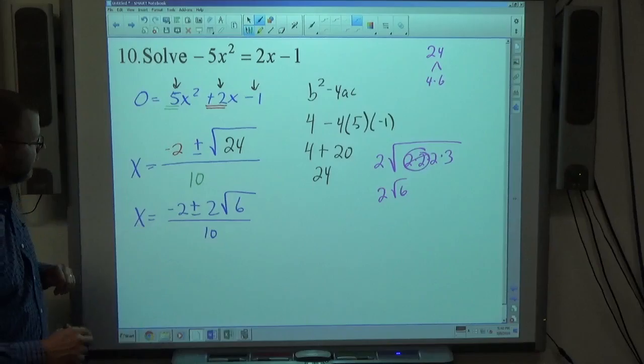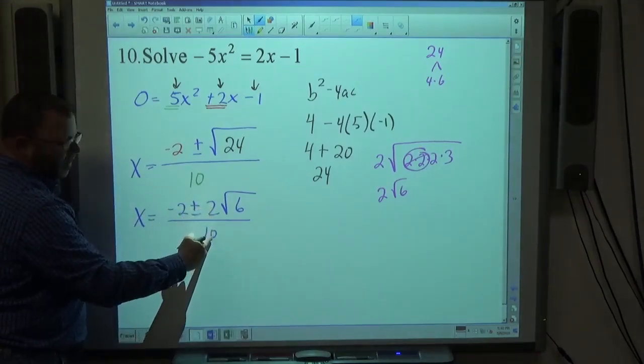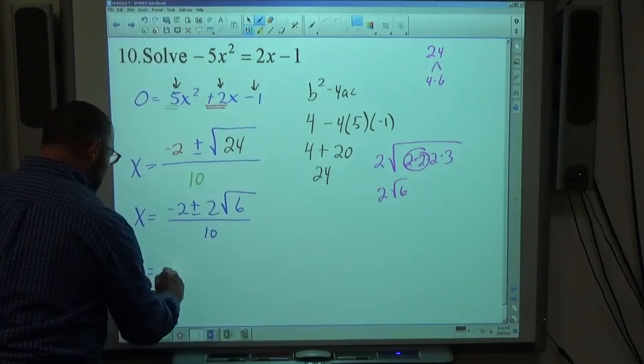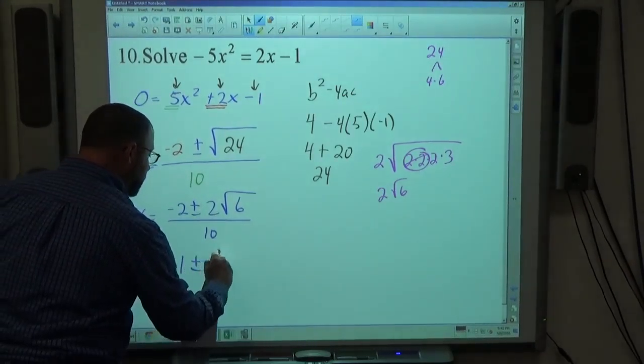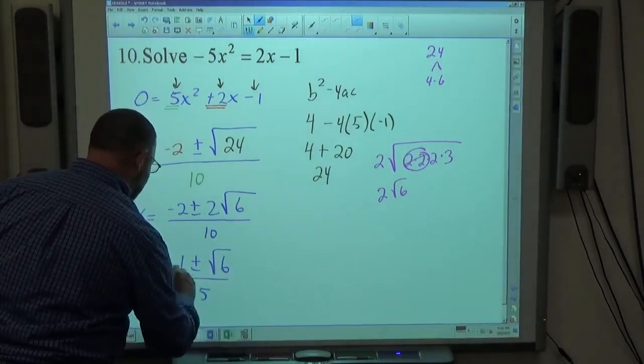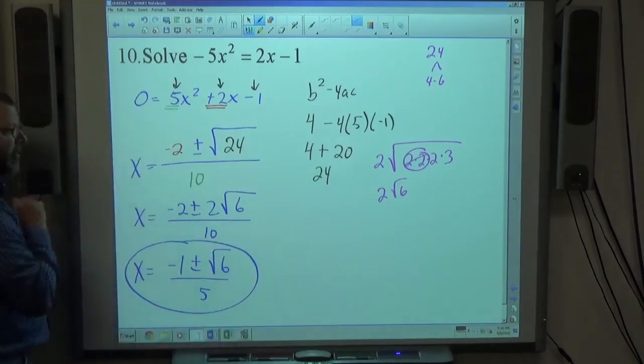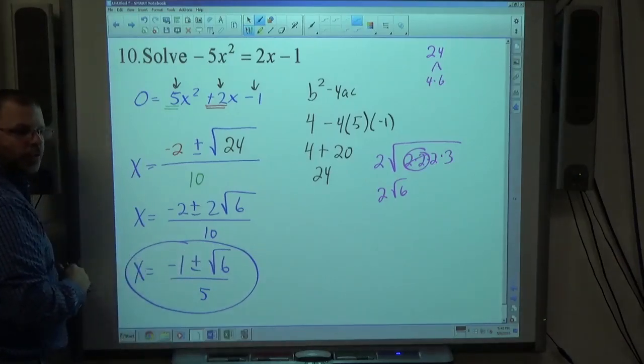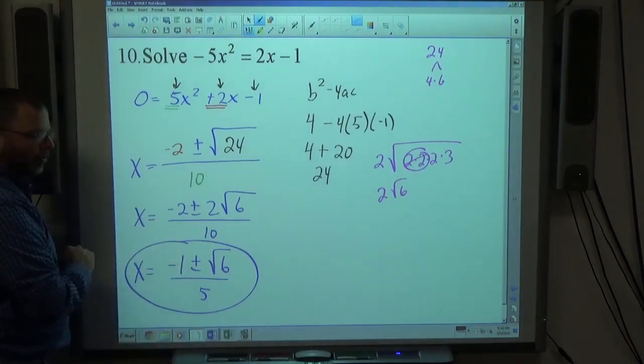Now, this is still not finished because 2 and 2 and 10 are all even, so then I can reduce all three of those outside numbers by 2. I'm going to get -1 plus or minus the square root of 6 over 5. This is your full credit answer, that's your half credit answer, and I'd say that's half credit also. So I'm looking for a fully reduced, nicest answer possible to this problem. So that's what I'm looking for for full credit.